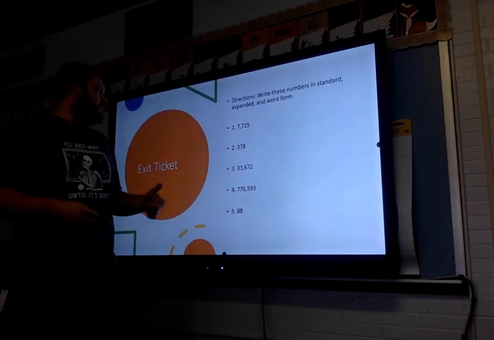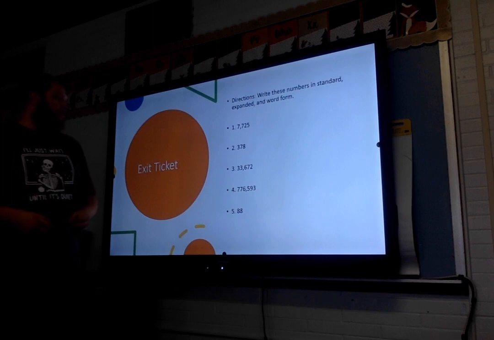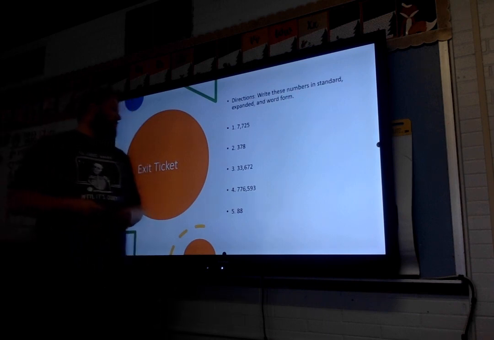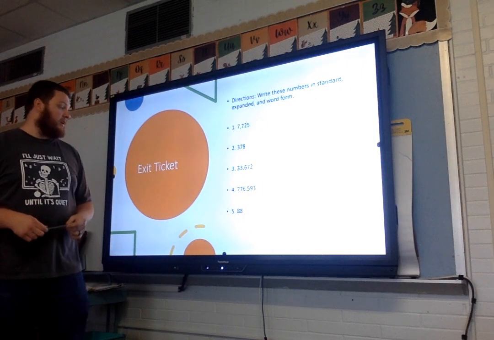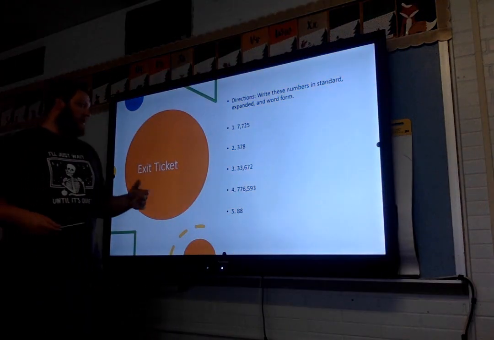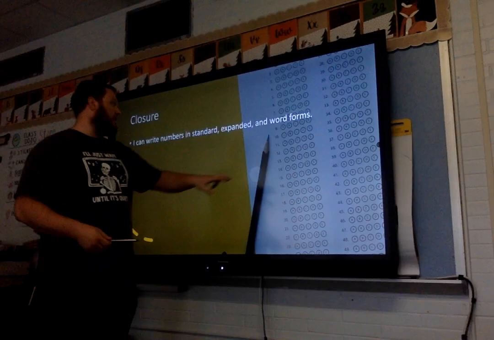So the first one, you have 7,725. Number 2 is 378. 3 is 33,672. 4 is 776,593. Number 5 would be 88. Again, all different place values of where they are. That way they get a good mix of how to do it.